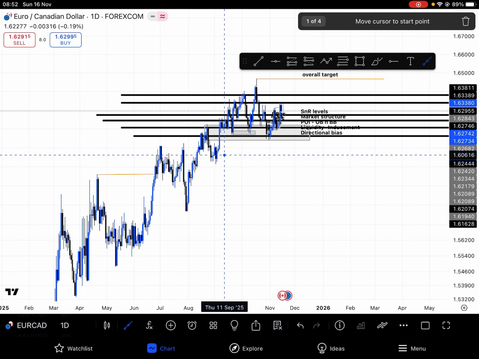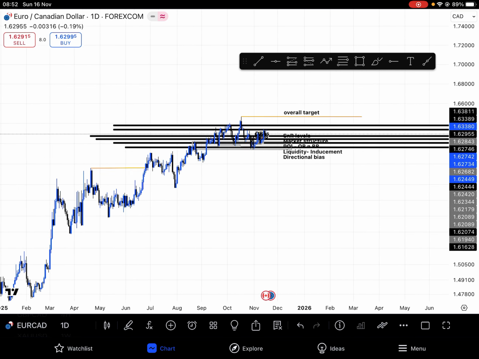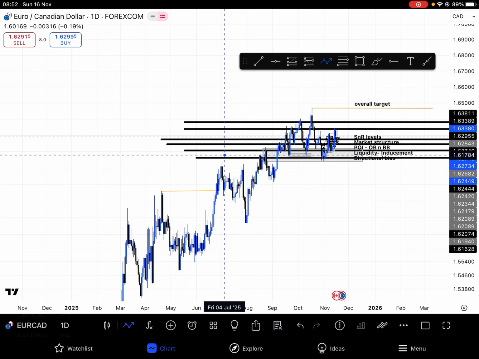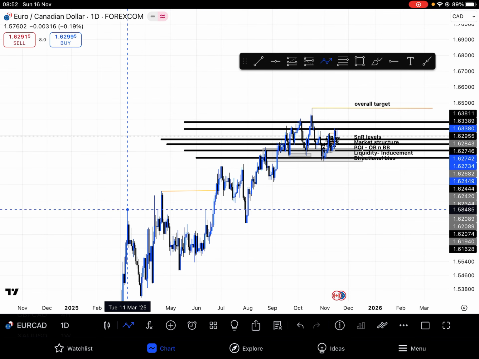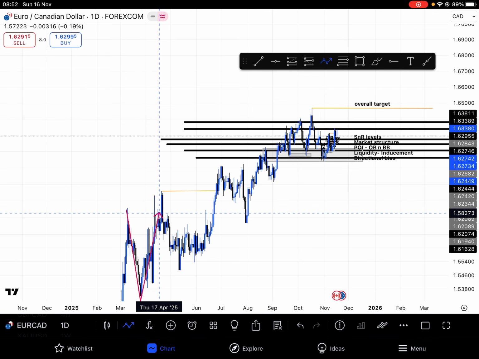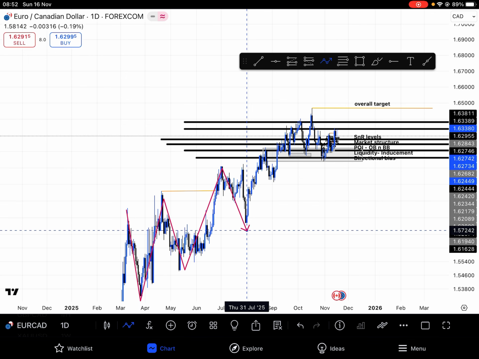So how do I find that? We're going to use the market structure. So I'm just going to grab this tool. And from here, you can see the market creating higher low, higher high, higher low, higher high, higher low, higher high, higher low, higher high, higher low, higher high, higher low.